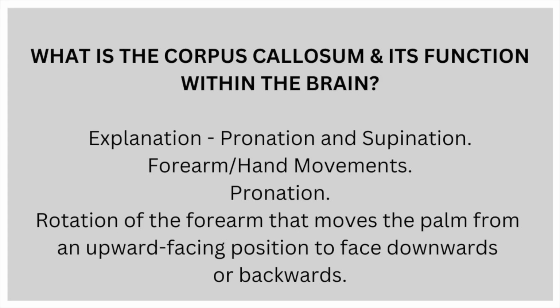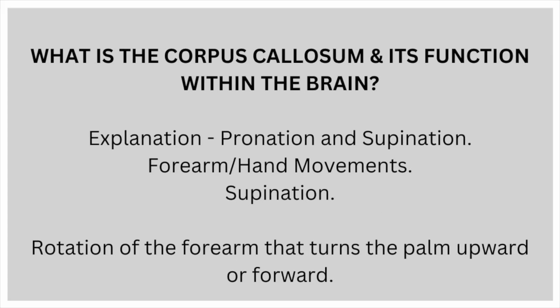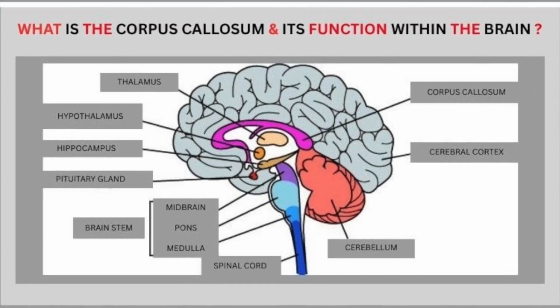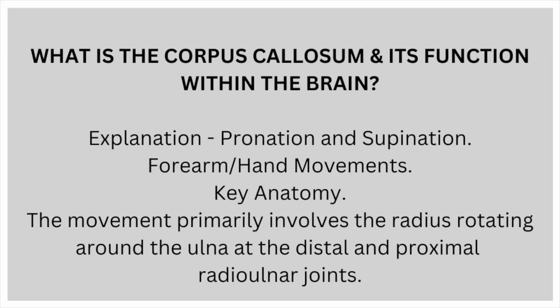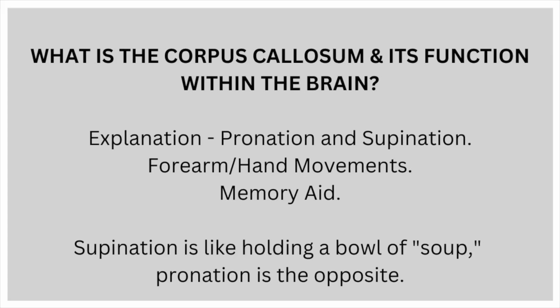Forearm and hand movements. Pronation: rotation of the forearm that moves the palm from an upward facing position to face downwards or backwards. Supination: the rotation of the forearm that turns the palm upward or forwards. Key anatomy: the movement primarily involves the radius rotating around the ulna at the distal and proximal radio-ulnar joints. Memory aid: supination is like holding a bowl of soup. Pronation is the opposite.